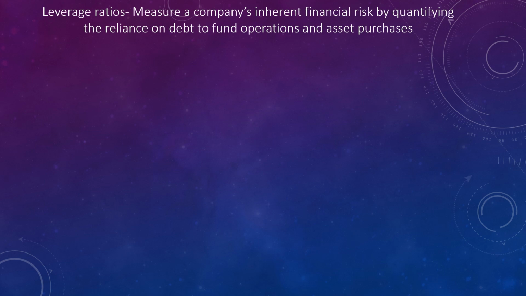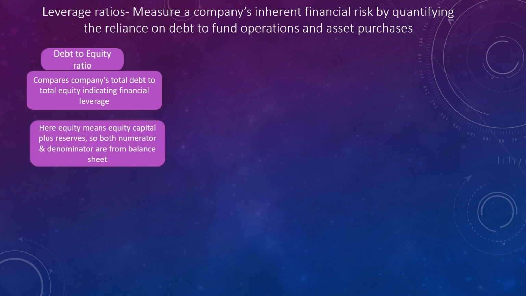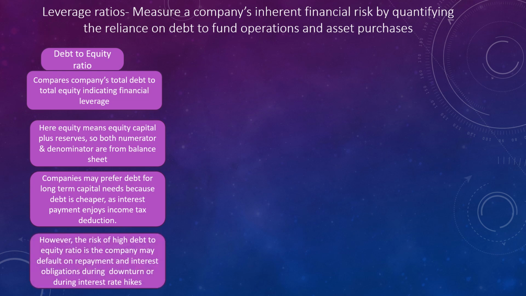Now, what are leverage ratios? They measure a company's inherent financial risk by quantifying the reliance on debt to fund operations and asset purchases. Debt equity ratio compares the company's total debt to total equity, indicating financial leverage. Here equity means equity capital plus reserves, so both numerator and denominator are from the balance sheet. Companies may prefer debt for long-term capital needs because debt is cheaper, as interest payment enjoys income tax deduction. However, the risk of high debt to equity ratio is the company may default on repayment and interest obligations during the downturn or during interest rate hikes.